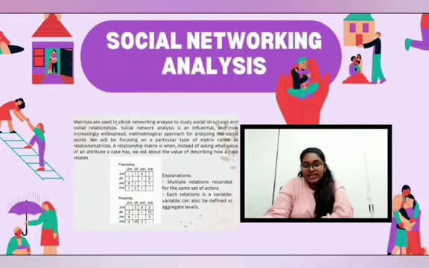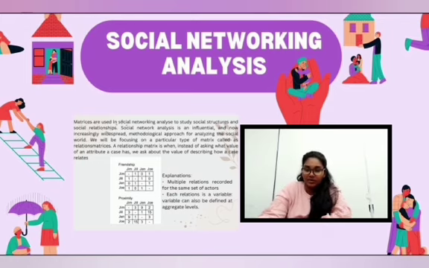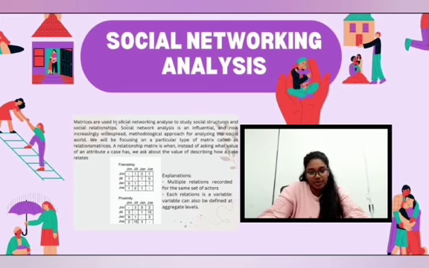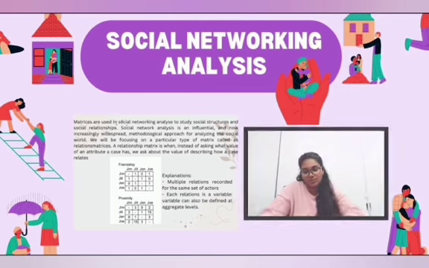The next example is that matrices are used in social network analysis to study social structures and also social relationships. Social network analysis is an influential and now increasingly widespread methodological approach for analyzing the social world. We will be focusing on a particular type of matrix called the relations matrix. A relationship matrix is when, instead of asking what value of an attribute a case has, we ask about the value describing how a case relates, in this case, relationship and proximity. Multiple relations are recorded for the same set of actors, basically in the same row, and each relation is a variable. Variables can also be defined at aggregate levels, so it basically follows the flow.